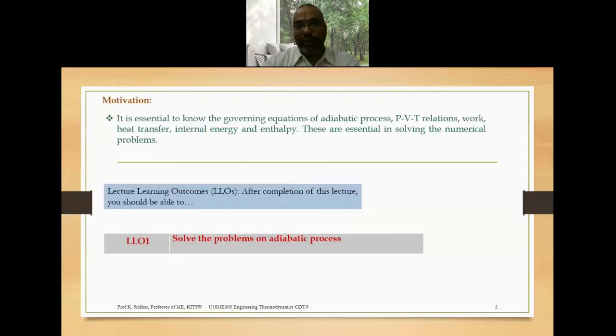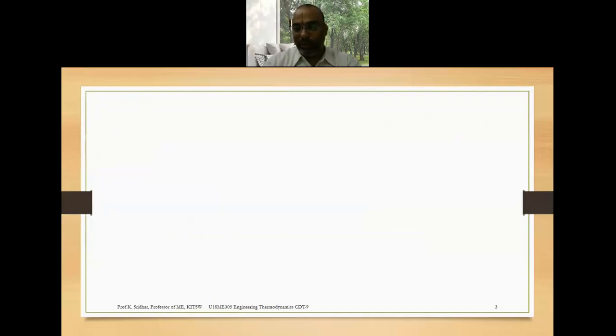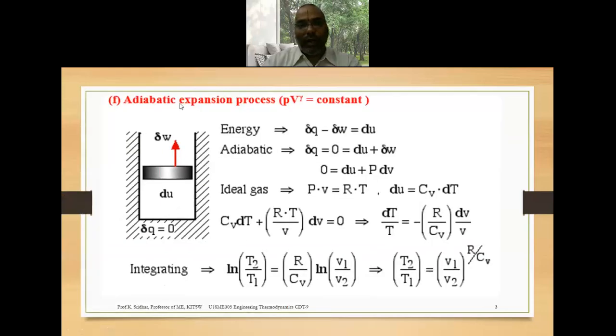And what is the expected outcome of this lecture? You should be in a position to solve any problem based upon the adiabatic process. Now, what do you mean by the adiabatic process? There is no heat transfer from the system to the surroundings or from the surroundings to the system. That is the meaning of the adiabatic process. And I told you that the governing equation is PV to the power of gamma is equivalent to constant.